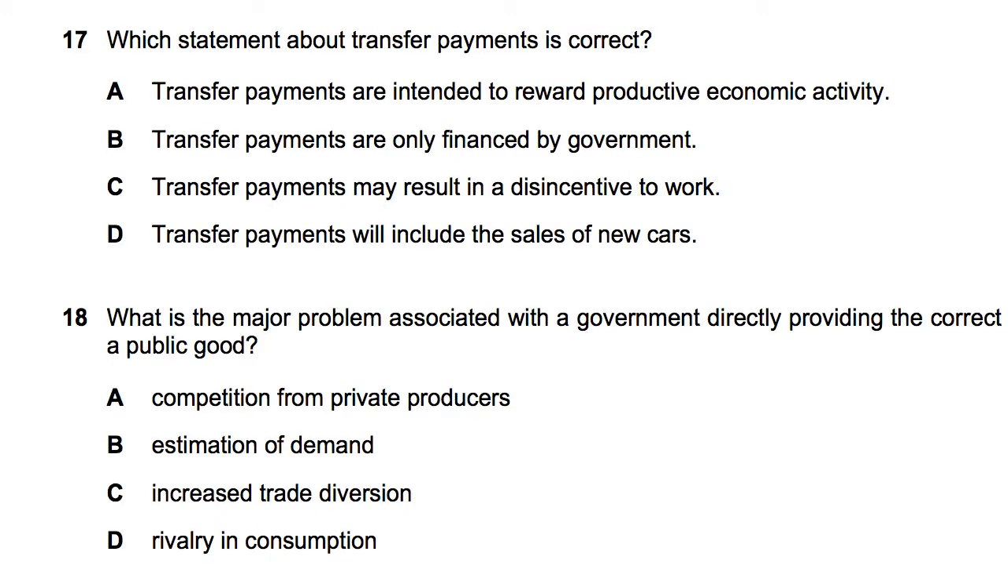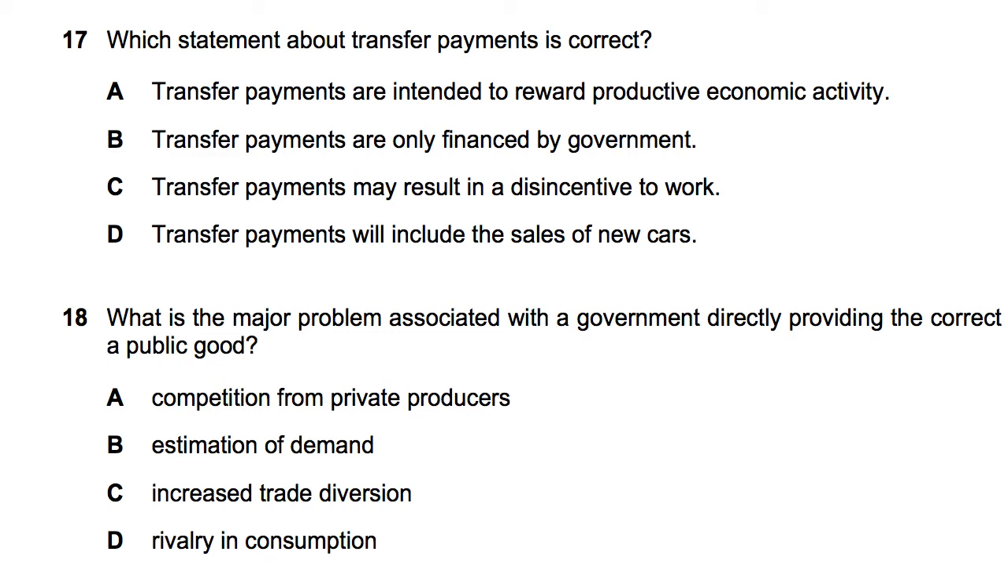In question number 17, they say which statement about transfer payments is correct. So what are transfer payments? Transfer payments are those payments for which no output is produced in return. So for example, if the government gives any payment to any worker but doesn't require any output in return, that's a transfer payment. A good example would probably be social security payments or welfare payments or even unemployment benefits that the government gives you.